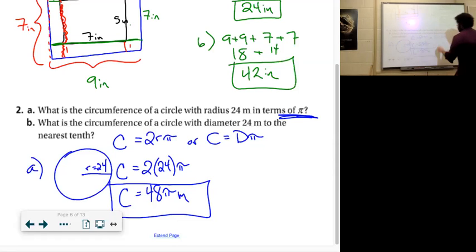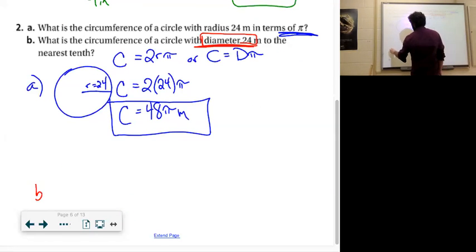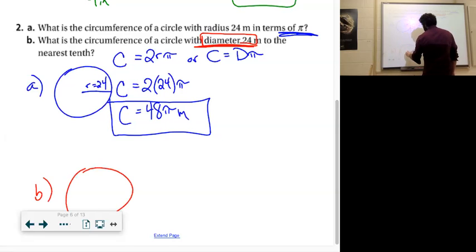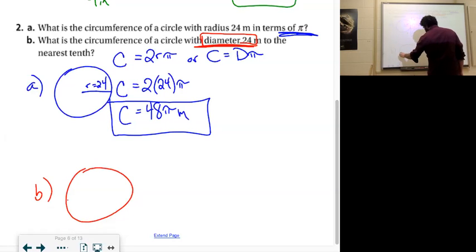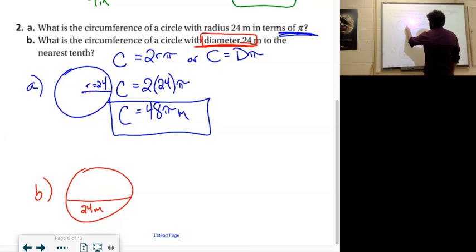And part B is saying, what is the circumference of a circle with a diameter of 24 meters, right? So now part B is kind of changing it up on us, and it's giving us the diameter as opposed to the radius. Remember, diameter is twice the radius, right? So for part B here, we'll draw a circle. My diameter goes all the way across the circle. So that's 24 meters right now, as opposed to a radius of 24 in the above example here.